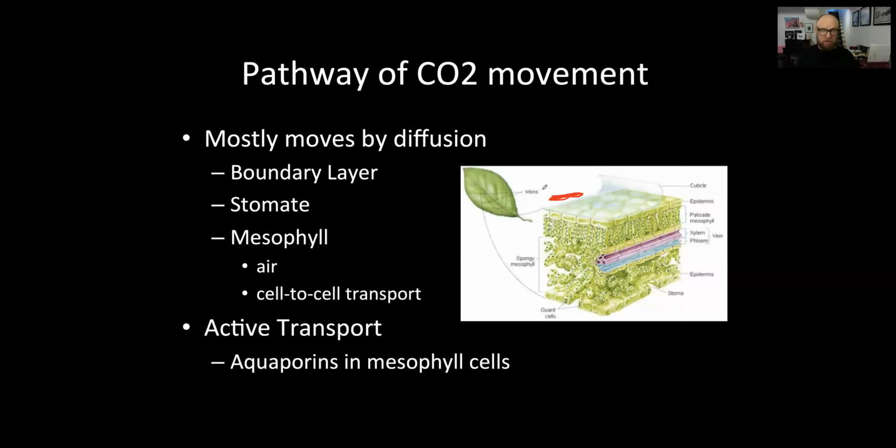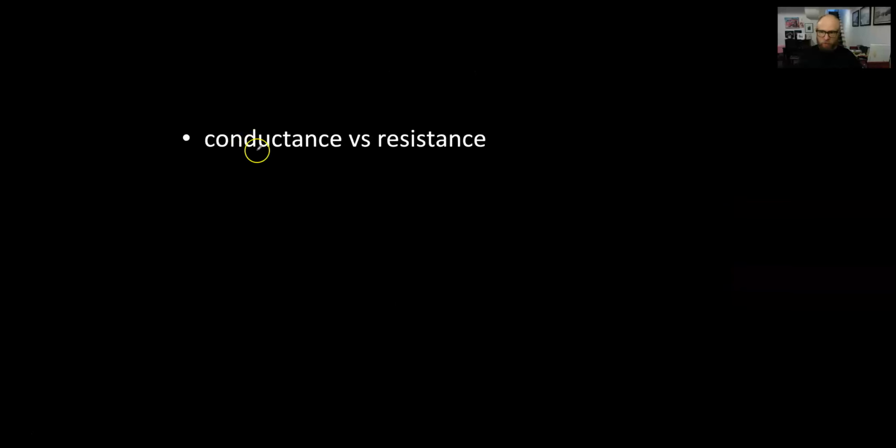Diffusion is different. Diffusion is the movement of molecules from a place of high concentration to low concentration. So ignore the conductances for now. If we're talking about CO2, this is CO2 in the atmosphere. I'm just going to use ATM as the atmosphere. We know that's approximately 400 ppm right now.